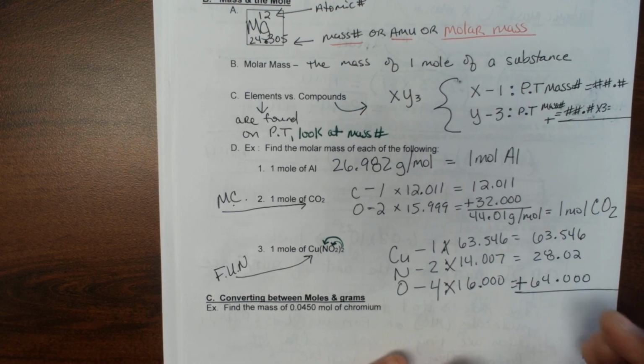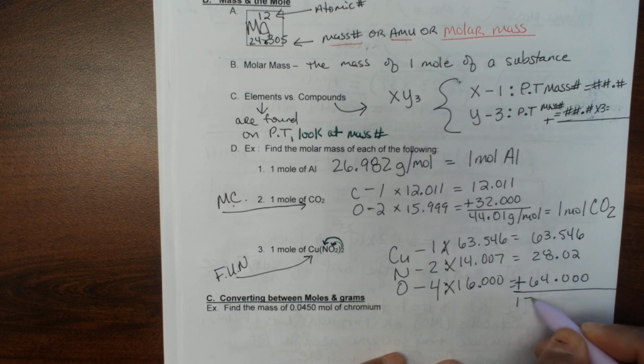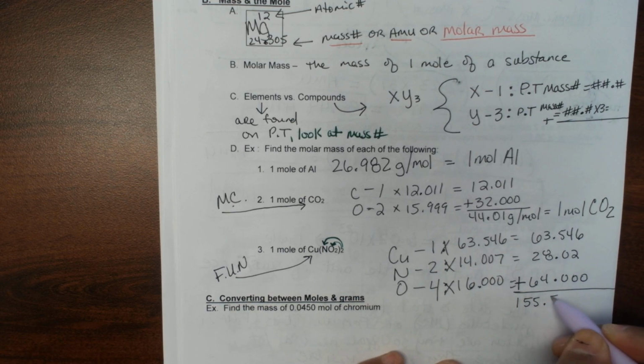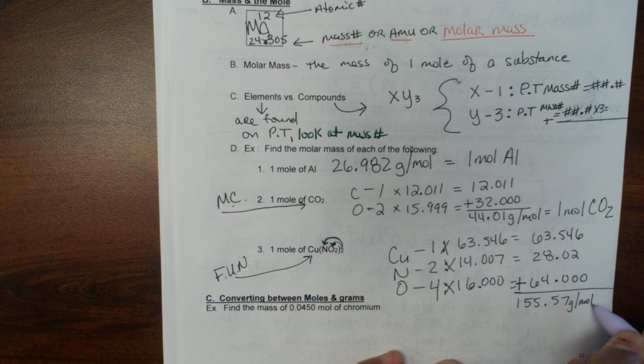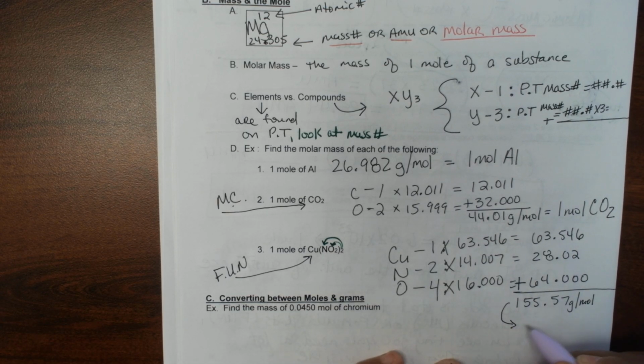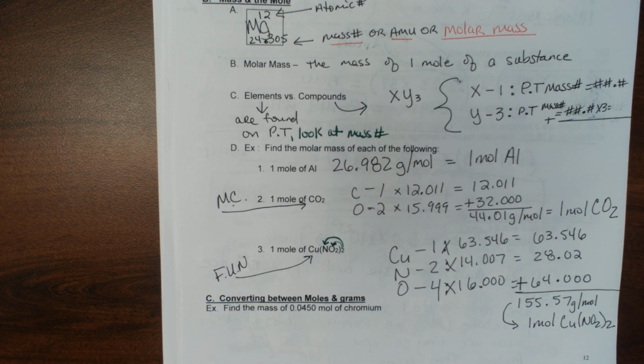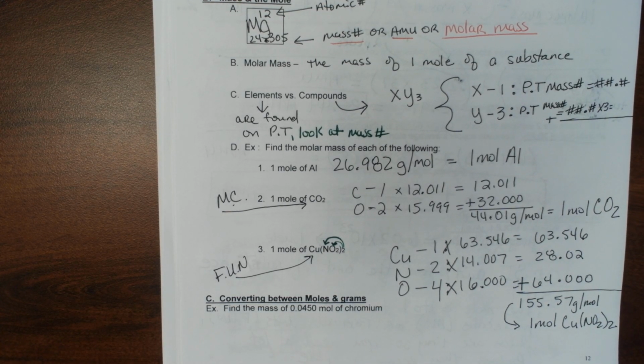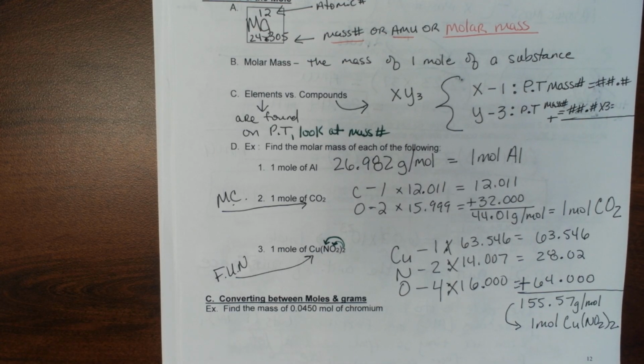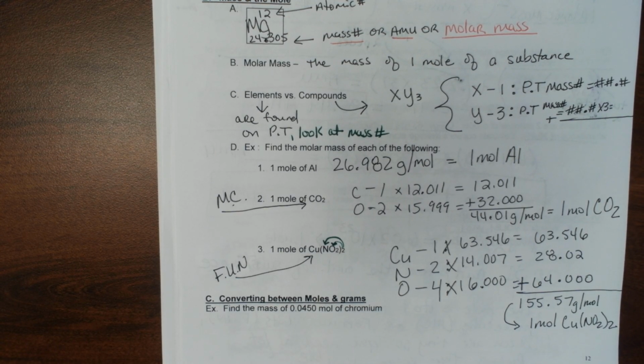Add all of those together. Double check my math. Again, we might be off on the hundredths spot or thousandth spot, but I got 155.57 grams per mole, which equals 1 mole of Cu(NO2)2. There you go. Just depending on how far out you rounded. The 6 probably goes forever. I don't know how far people go out. I like to go to the second digit.